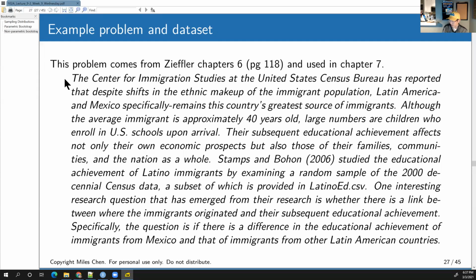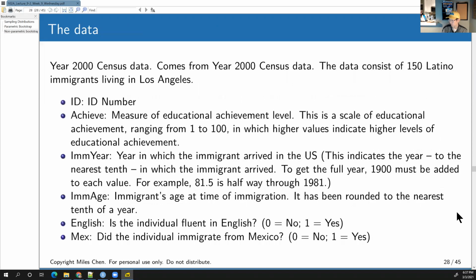And it's in this file, latinoed.csv, okay? So one interesting research question that emerged from the research is whether there is a link between where the immigrant originated and their subsequent educational achievement. Specifically, the question is if there's a difference in the educational achievement of immigrants who came from Mexico and immigrants who came from other Latin American countries, okay? So this is going to be the thing that we're looking at.